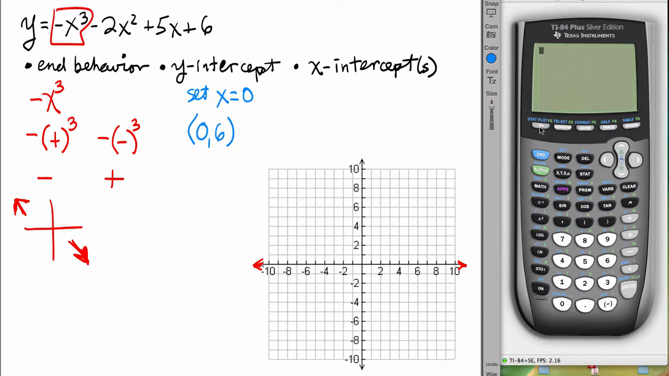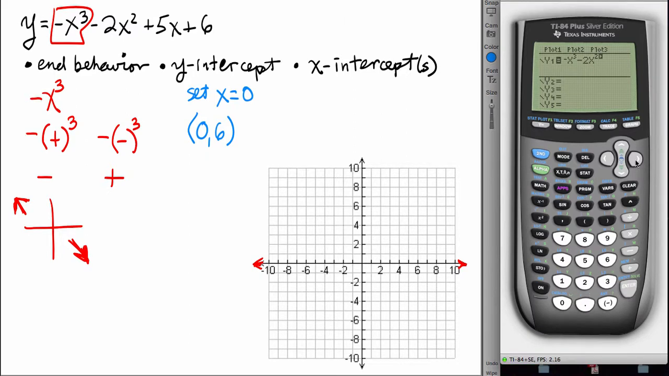Probably the easiest way to proceed from here to find x-intercepts is to have the calculator help out, and so let's do that. Type in the actual function, negative x raised to the third minus 2x raised to the second plus 5x plus 6.